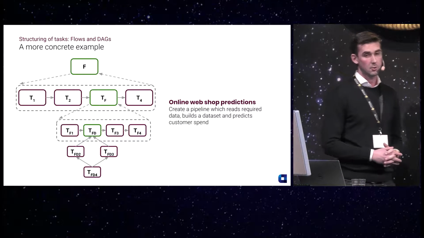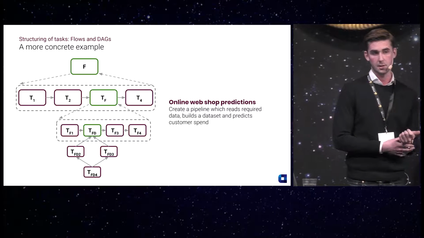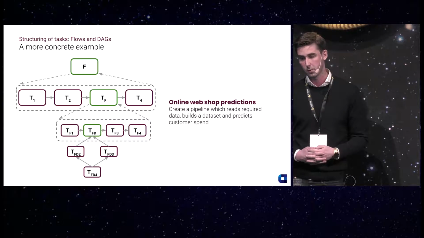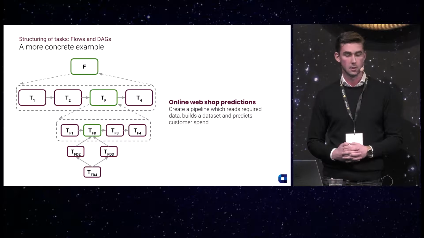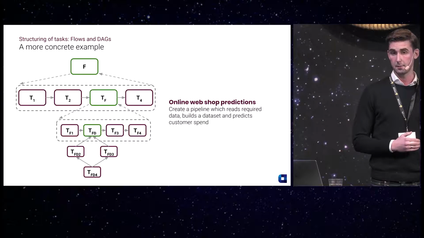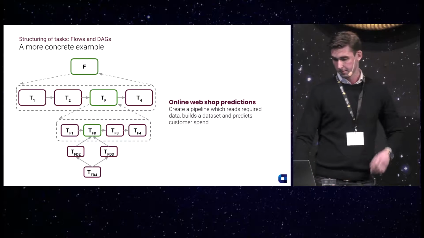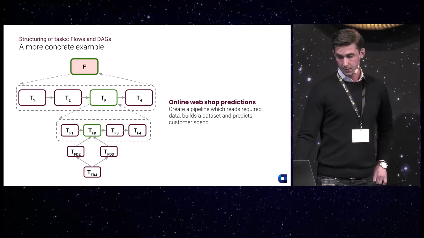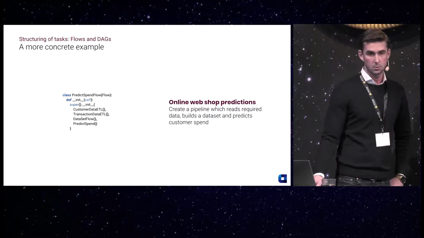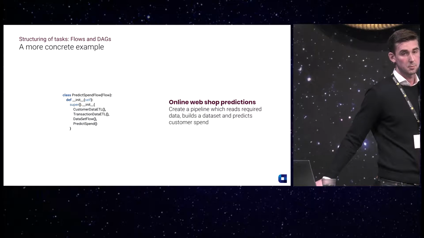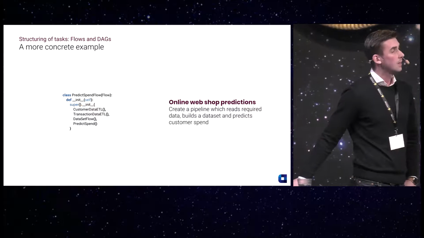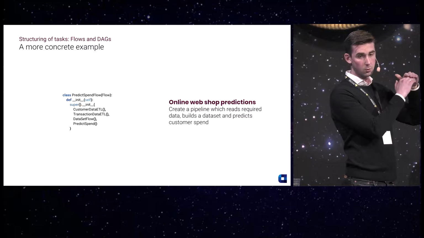So I will take a more concrete example, so you can actually understand what this would mean for a company. Let's say we have an online web shop which wants to do predictions, let's say for customer spend. And in this case, the flow might be implemented as this. So we have some kind of predict spend flow, which extends flow. And in the init, it just chains 4 different tasks.